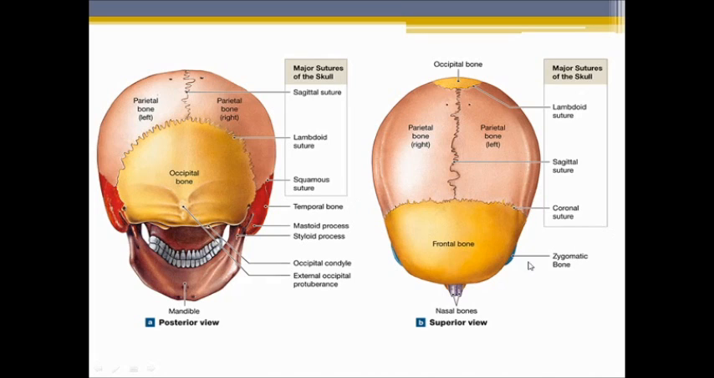From the superior, you can see the frontal bone, the parietal bones, and the occipital bone, and this is a good view of all of the sutures. Coronal is in the coronal plane, sagittal is in the sagittal plane, and then lambdoidal is in the back.